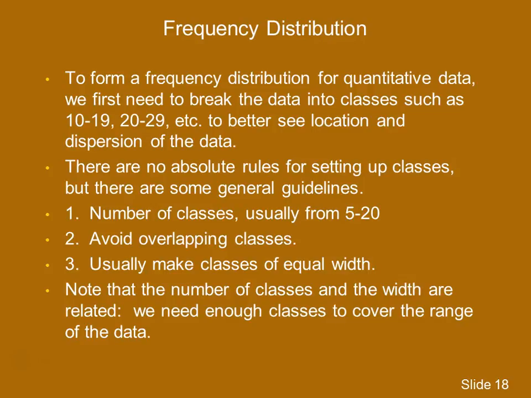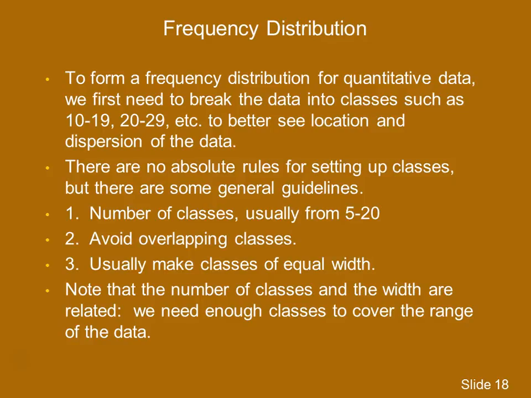Again, we can start with a frequency distribution. However, since we have so many different numbers, we don't want to use the numbers themselves as individual categories. It's typical with quantitative data to break the data into classes, such as we could count all of the ages between, say, 10 and 19, 20 and 29, and so on, in order to set up our frequency distribution. Now, there are no absolute rules for setting up these classes, but there are some general guidelines. We usually don't want too few classes, and we usually don't want too many. Usual suggestion is somewhere between 5 and 20 classes.